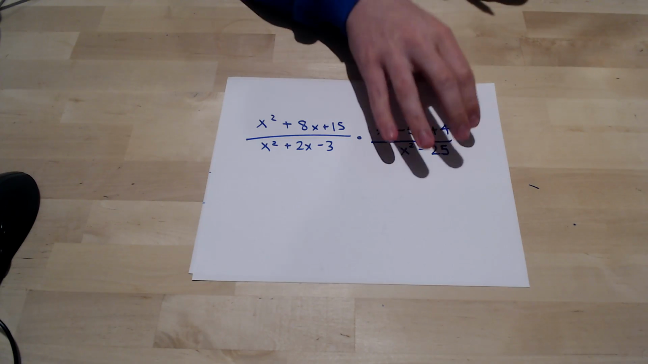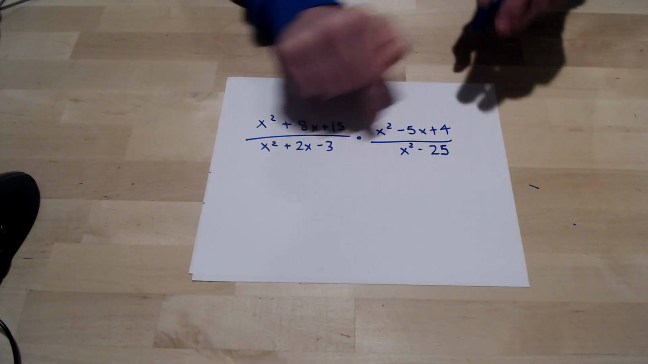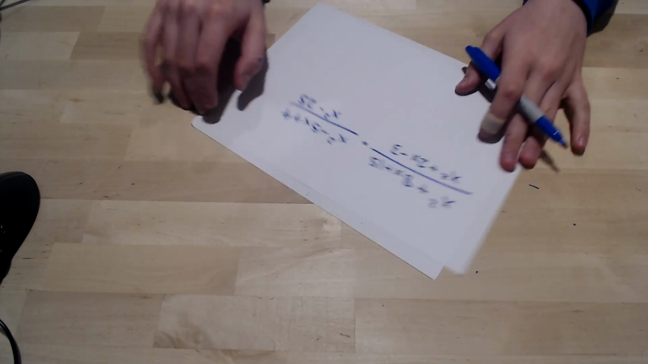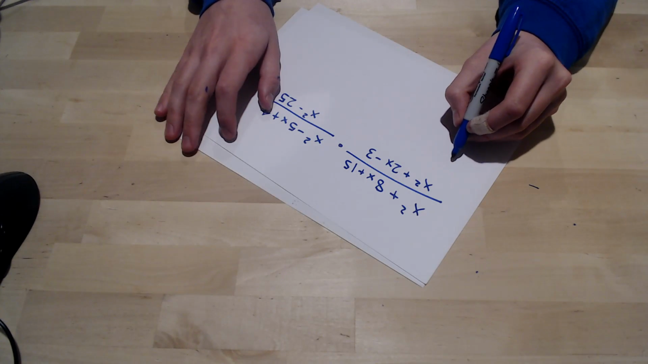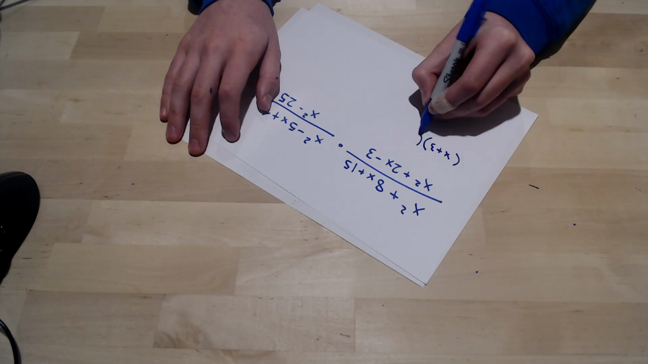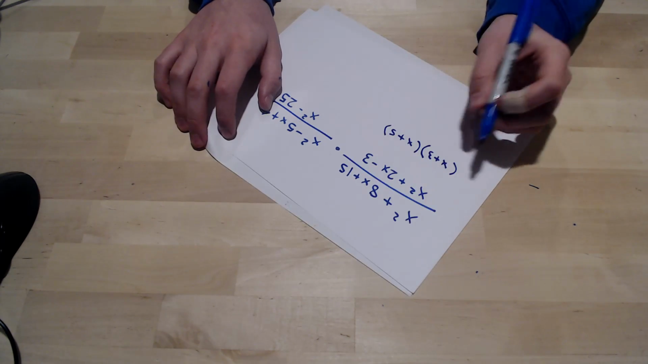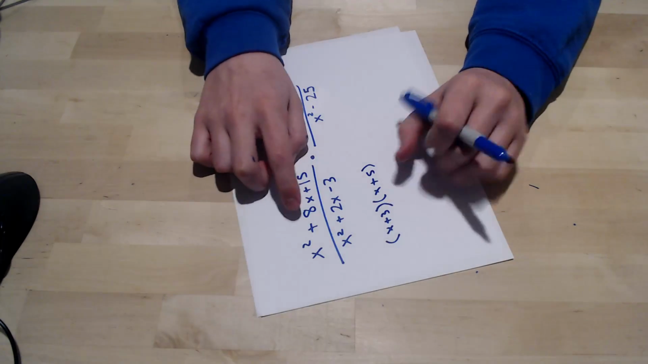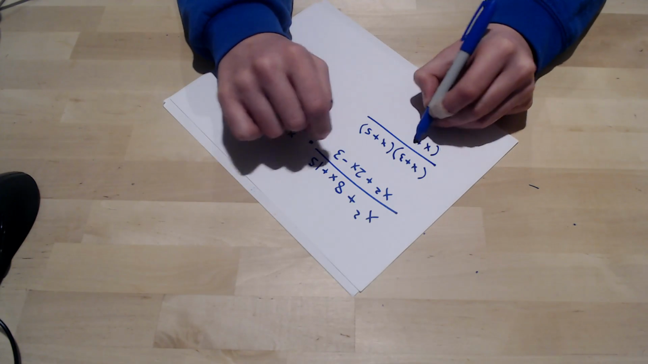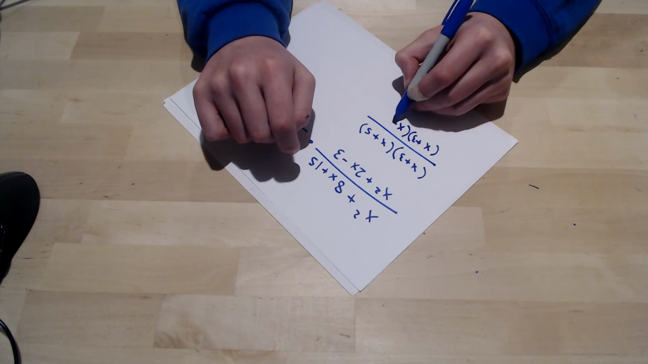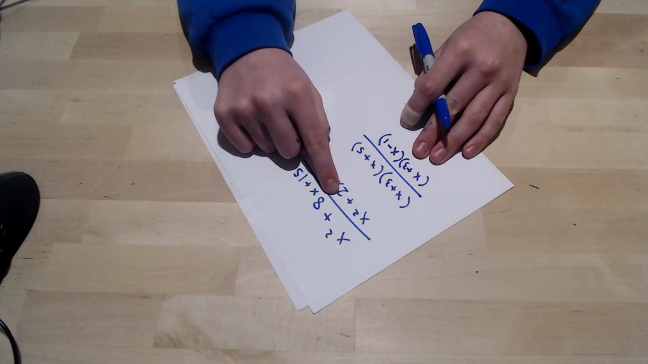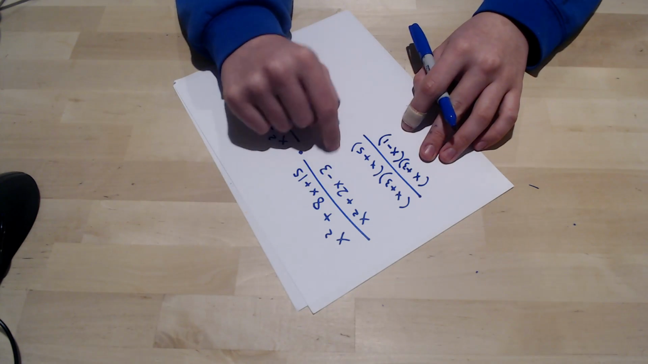Now that we have switched the second fraction over and changed to multiplication, we can start to factor, which is the next step. So the top expression, x squared plus 8x plus 15, will become x plus 3 times x plus 5, since these add together to get 8 and multiply together to get 15. This will all be over x plus 3, x minus 1, because 3 and negative 1 add to 2, and 3 and negative 1 multiply to negative 3.